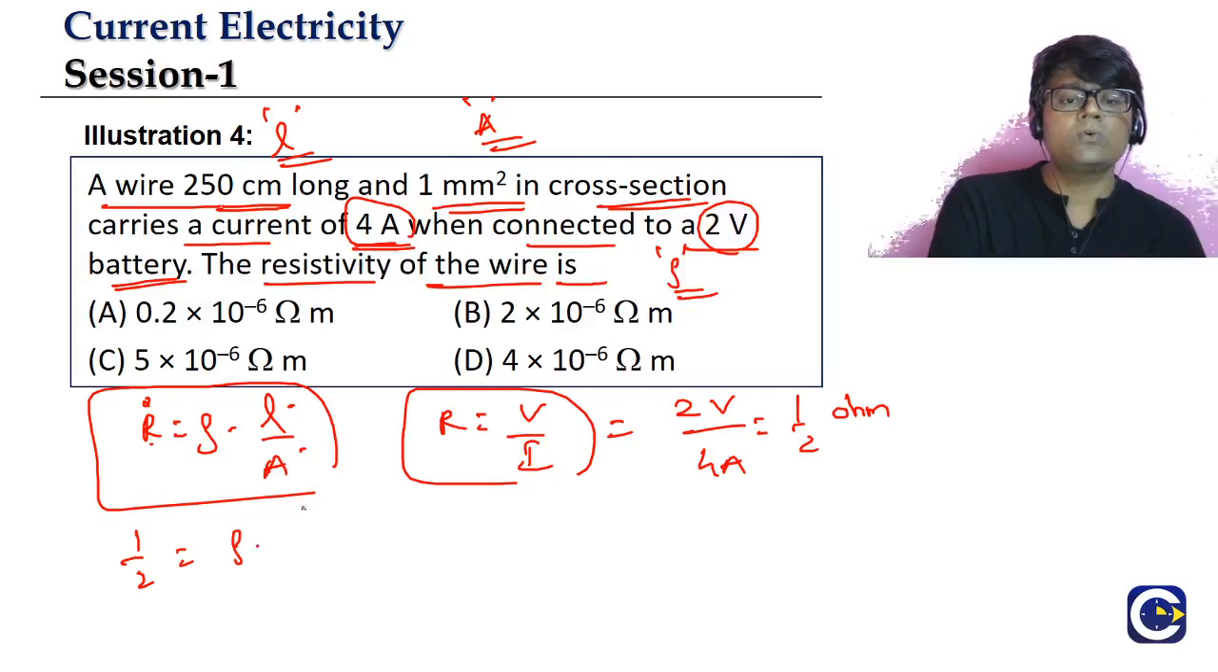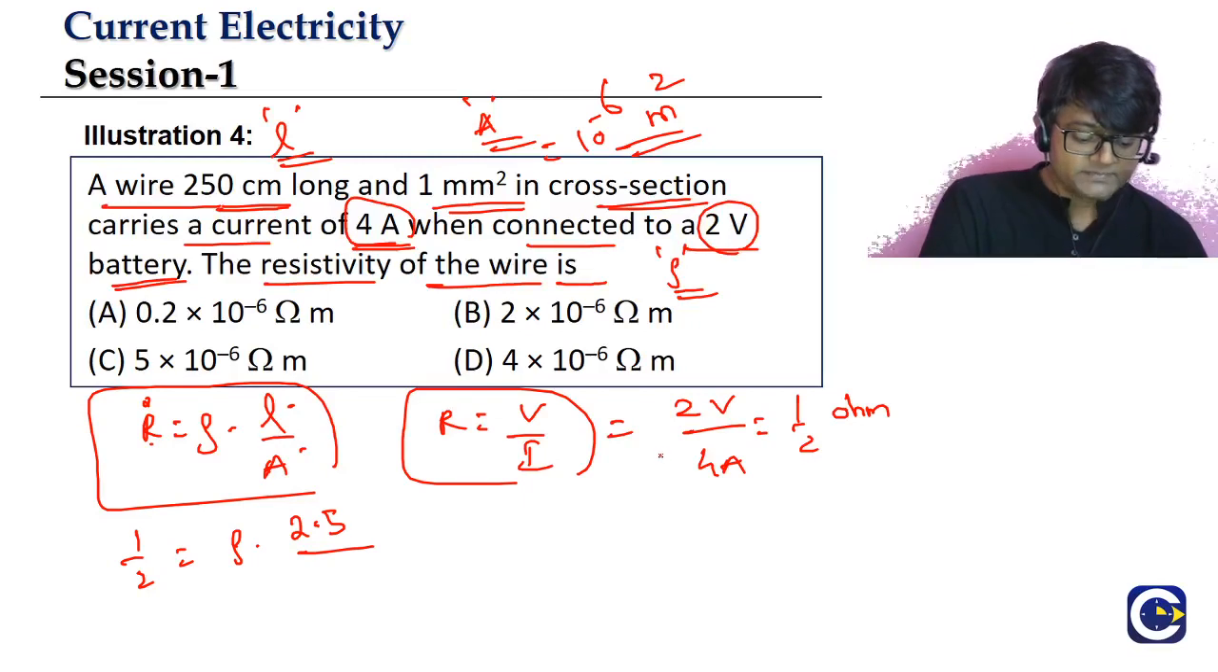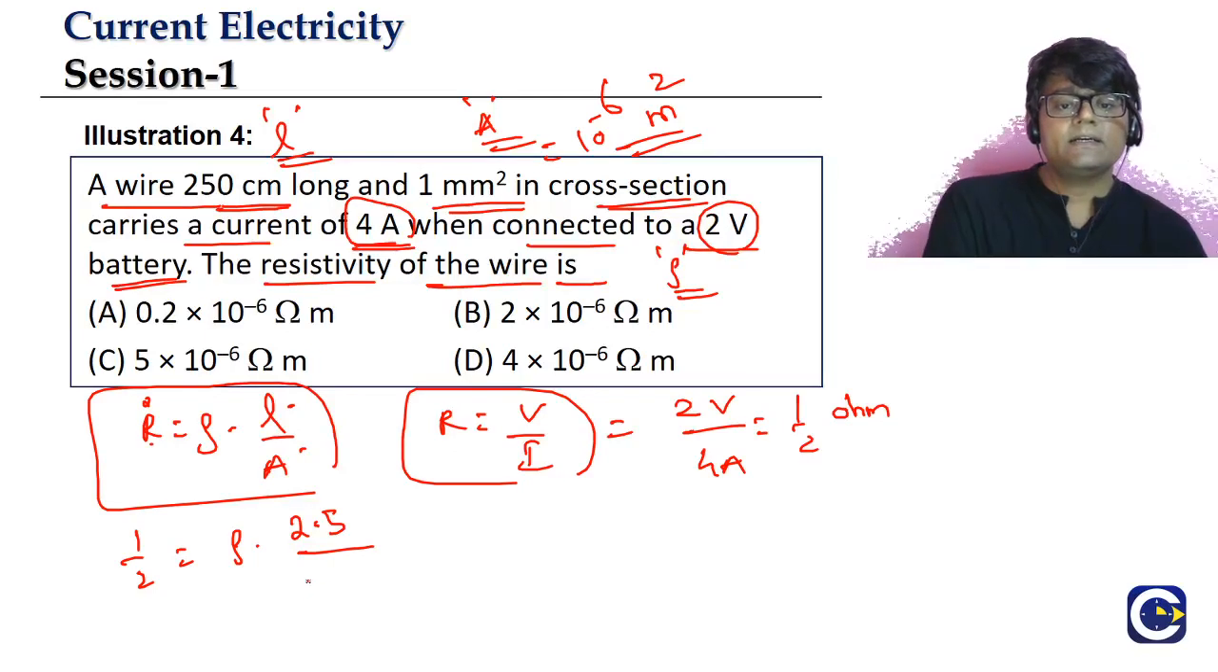1 by 2 into rho into L, where L is 250 centimeter. In terms of meter, how much is it going to be, guys? 2.5 meters. Okay. Divide by the area of cross section, 1 millimeter square. What is 1 millimeter square, guys? 1 millimeter square will be equal to 10 power minus 6 meter square. Because what is a millimeter? A millimeter is 10 power minus 3 meters. Okay. So look at this, guys. 10 power minus 6 will come.